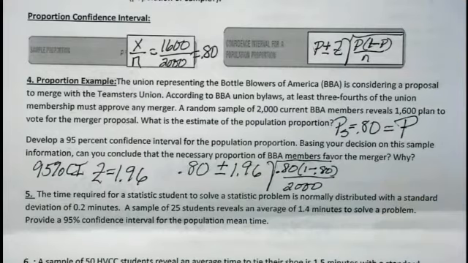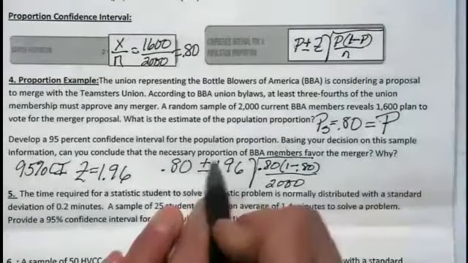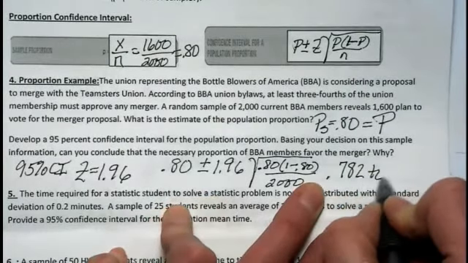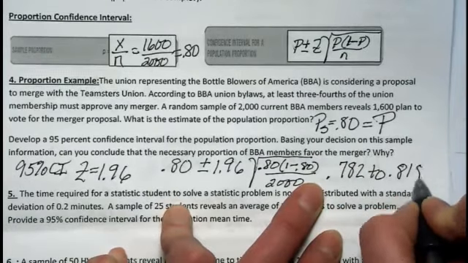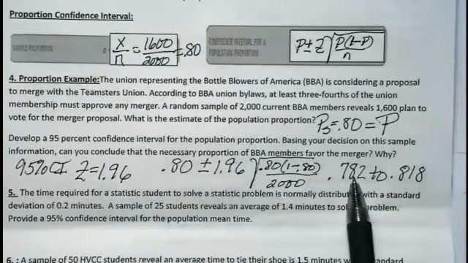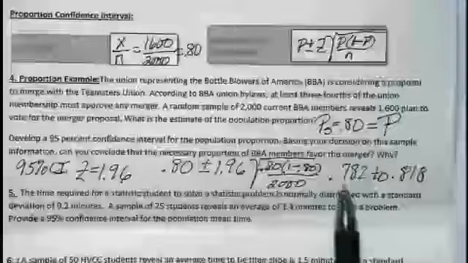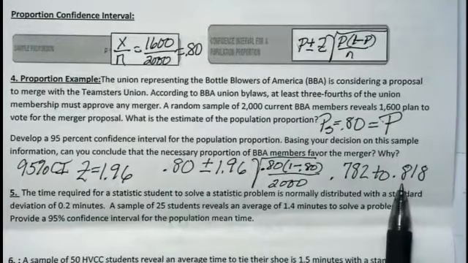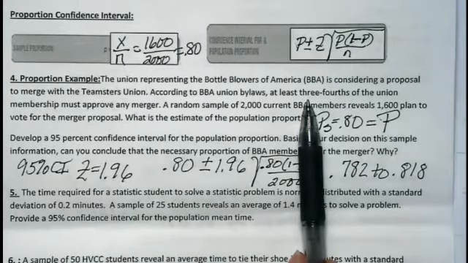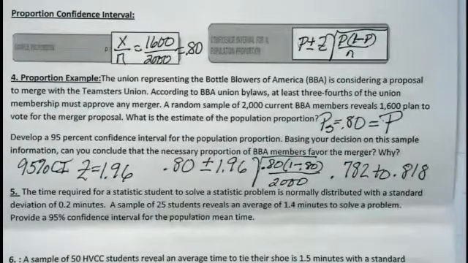So when we do this problem, we add and subtract, we get a range of 0.782 to 0.818. So I can be 95% confident that the people that will vote for this merger are between 78% and about 82%. Well, they only needed 3/4 or 75%. So yes, it's most likely, or 95% likely, that they will approve the merger. That was a proportion problem.